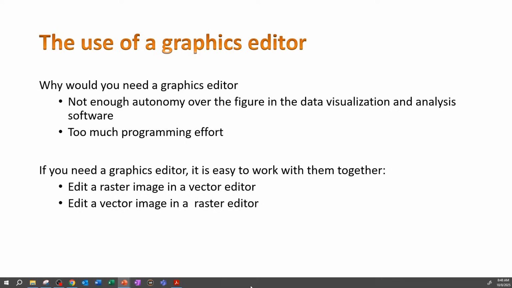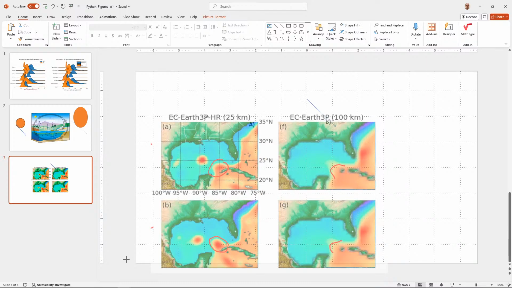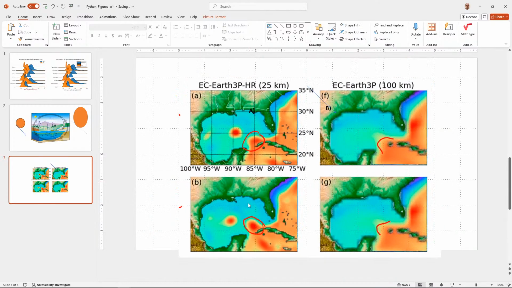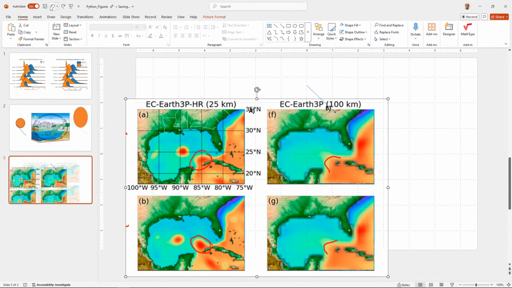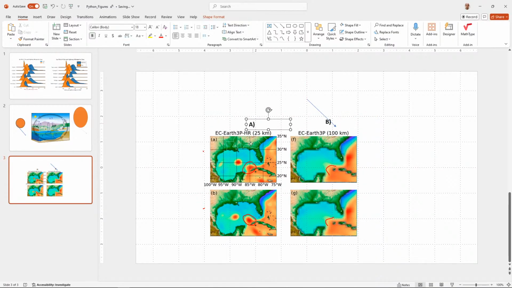So here what I did, I got this image, which is obviously a raster image. This is not a vector image. So I got this raster image, and based on what I want to do, I want to add this A and B and C and whatever. So I did this using a vector software, which is PowerPoint. PowerPoint, by the way, is also a raster software.